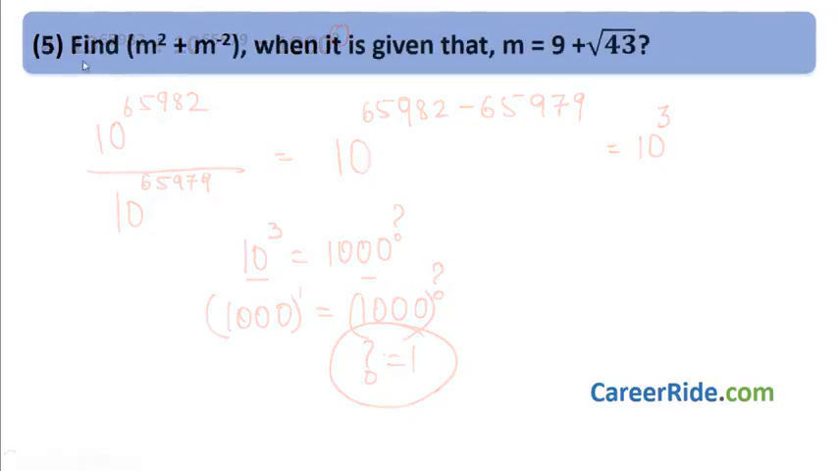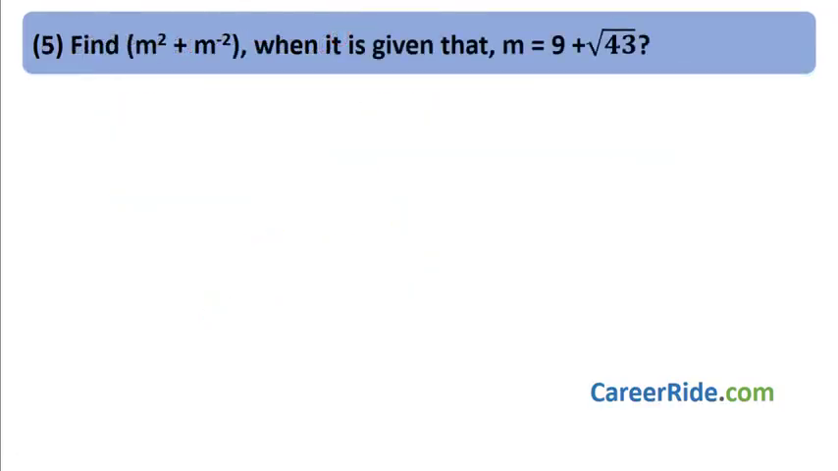Moving on. Find m square plus m raised to minus 2 when it is given that m is 9 plus root of 43. Now let us see how to solve this kind of easy sum. Okay, now this is m square plus m raised to minus 2. m raised to minus 2 can be written as 1 upon m square.